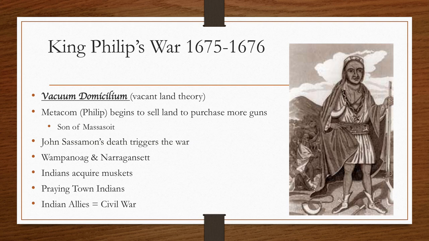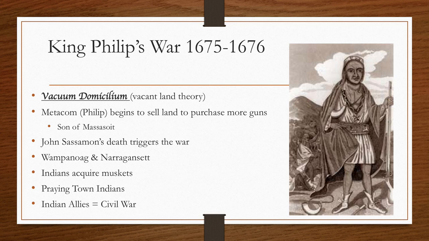The Mohawks are part of the Iroquois Confederation. And the Mohawk have no love for the Indians in this area, and they agree. And they come in here by the thousands. And when that happens, all the Indians here in New England start to surrender, right? It turned into a civil war for Indians, is really what happens here.